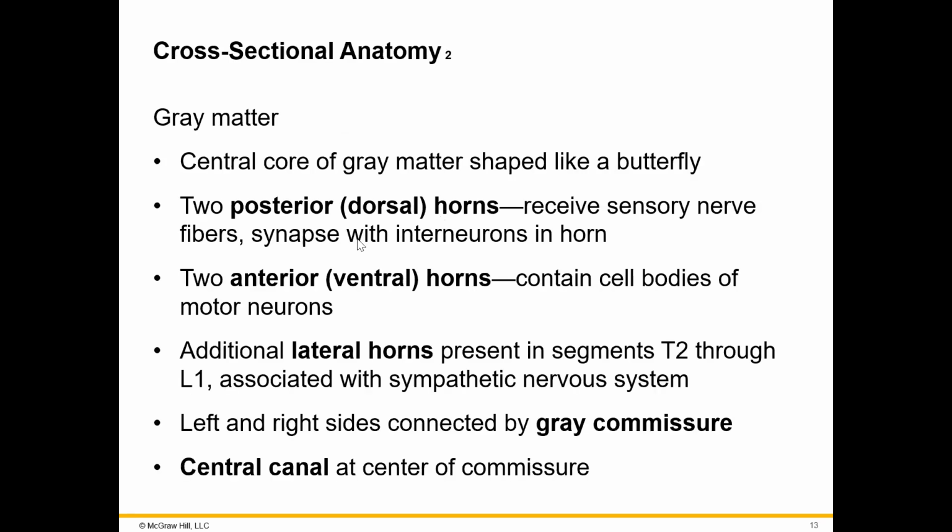So we have two posterior horns that receive, you see the two horns? Horn number 1 and horn number 2. And two anterior horns, horn number 1, horn number 2. What do they both do? They receive sensory nerve fibers that synapse with interneurons in the horn.